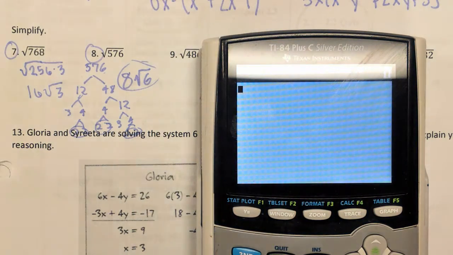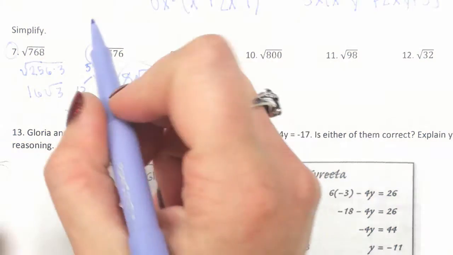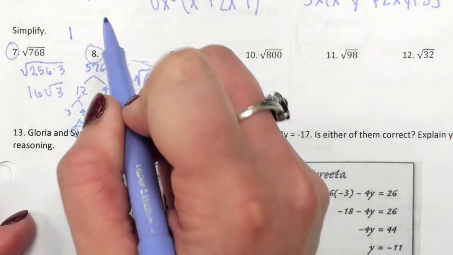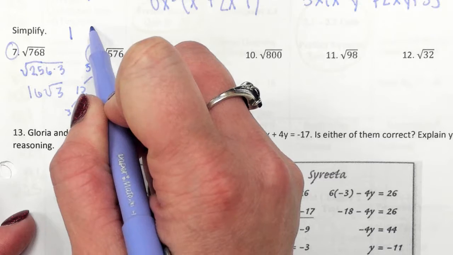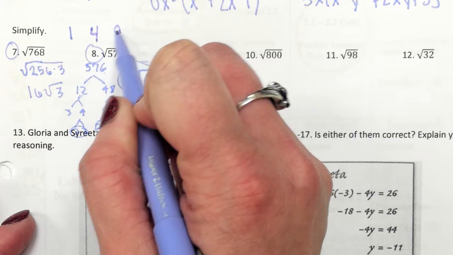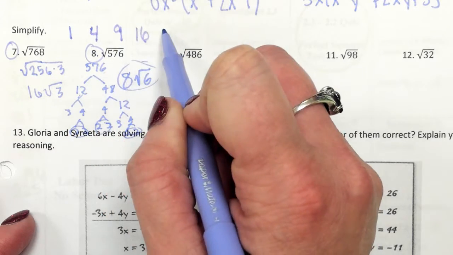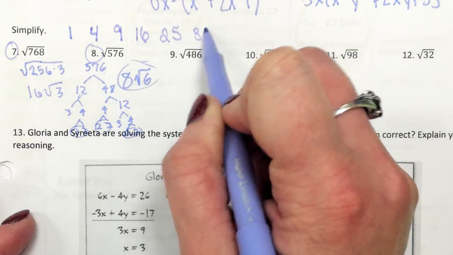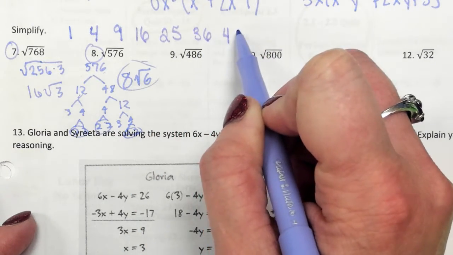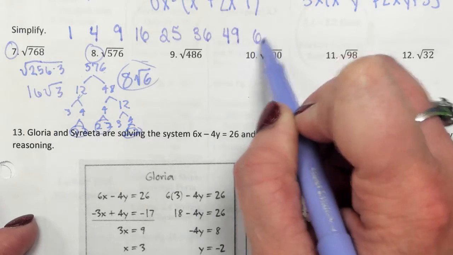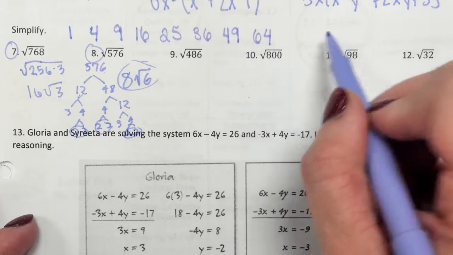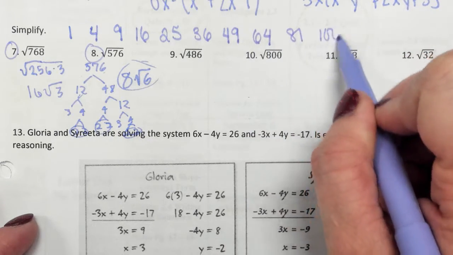Do you have those? Let's go over our perfect squares. What's the first one? What's the next one? 2 times 2. 4. What's the next one? Keep going. 49. 64. Come on, everybody, let's go. 81. That's good enough.